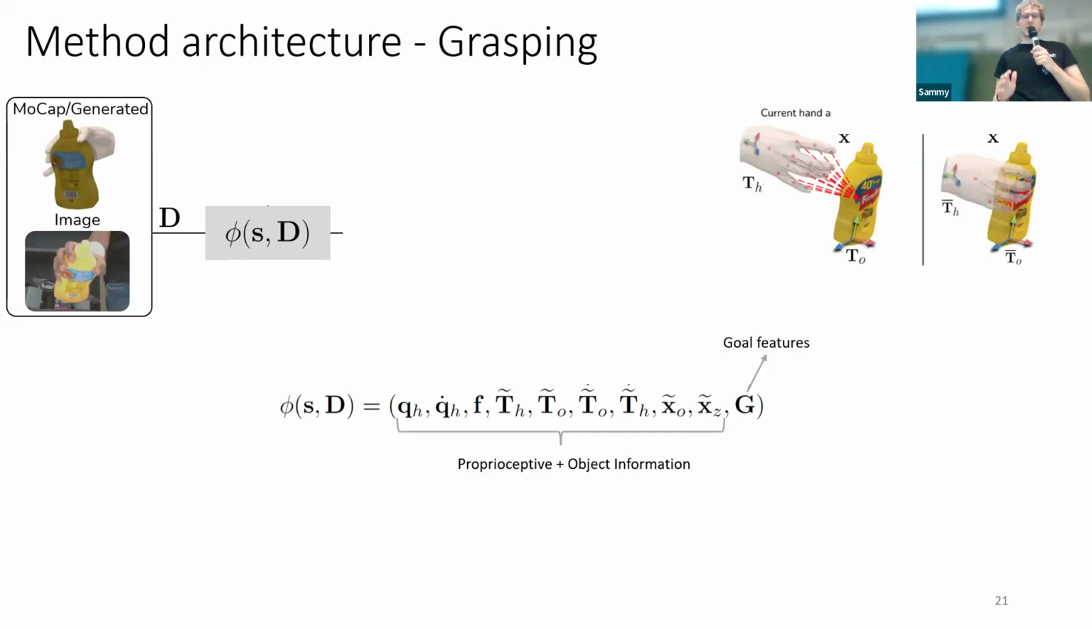So if we look at the state space that we're using, or the features that we're using here, because we are in simulation, we can make use of all the privileged information that we have. So we use a combination of proprioceptive sensing and object information. And then we also have some goal features that let the policy know where it is exactly with respect to this target grasp reference.